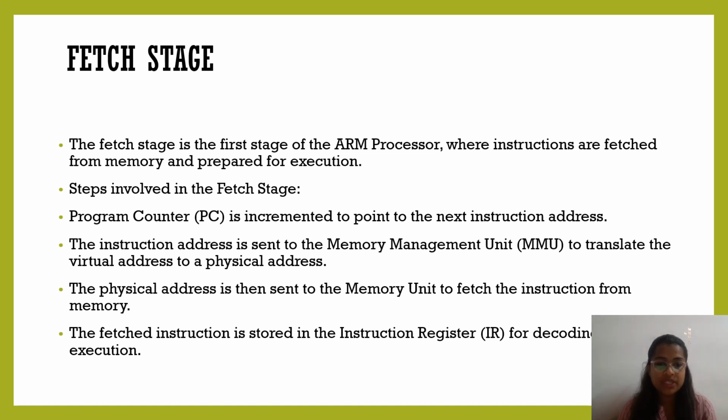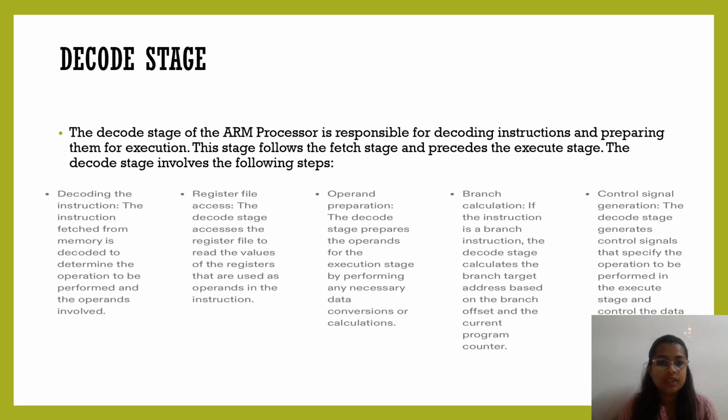The program counter (PC) is incremented to point to the next instruction address. The instruction address is sent to the Memory Management Unit (MMU) to translate the virtual address to a physical address. The physical address is then sent to the memory unit to fetch the instruction from memory. The fetched instruction is stored in the instruction register (IR) for decoding and execution.